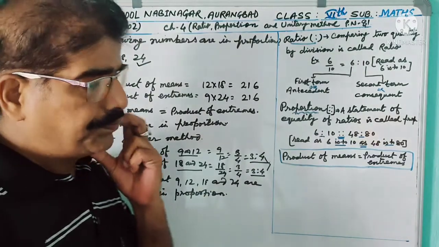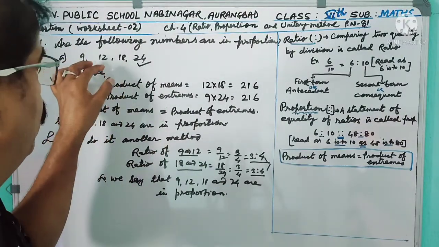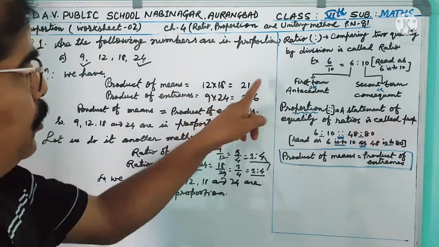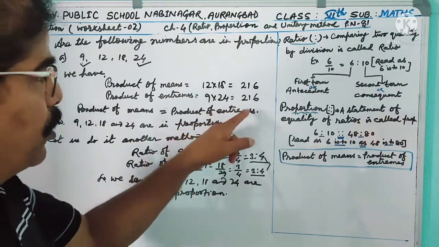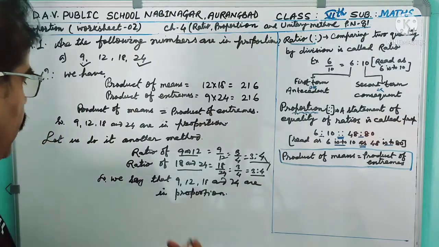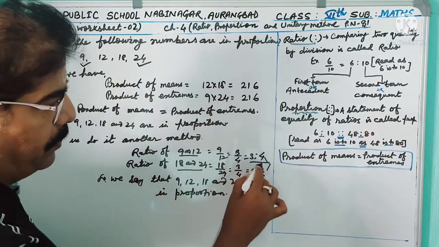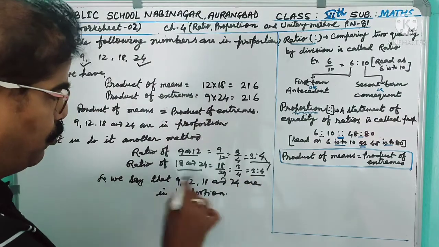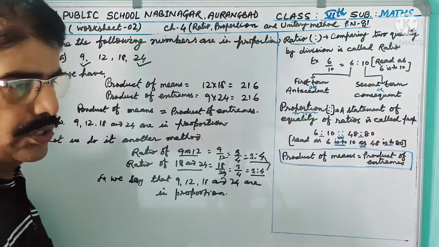Dear friends, this problem was solved in two ways. First, the product of means is equal to the product of extremes. You get both the same, so 9, 12, 18 and 24 are proportional. And in the other method, the ratio of the first two terms 9 and 12 is 3:4, and the ratio of the last two terms is also 3:4. So both are the same, and 9, 12, 18 and 24 are in proportion.